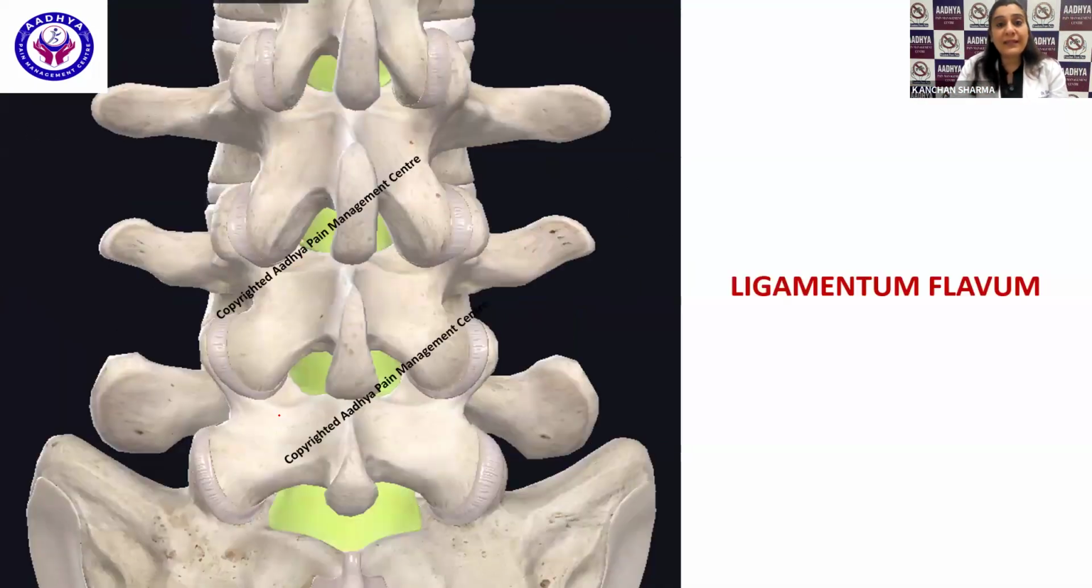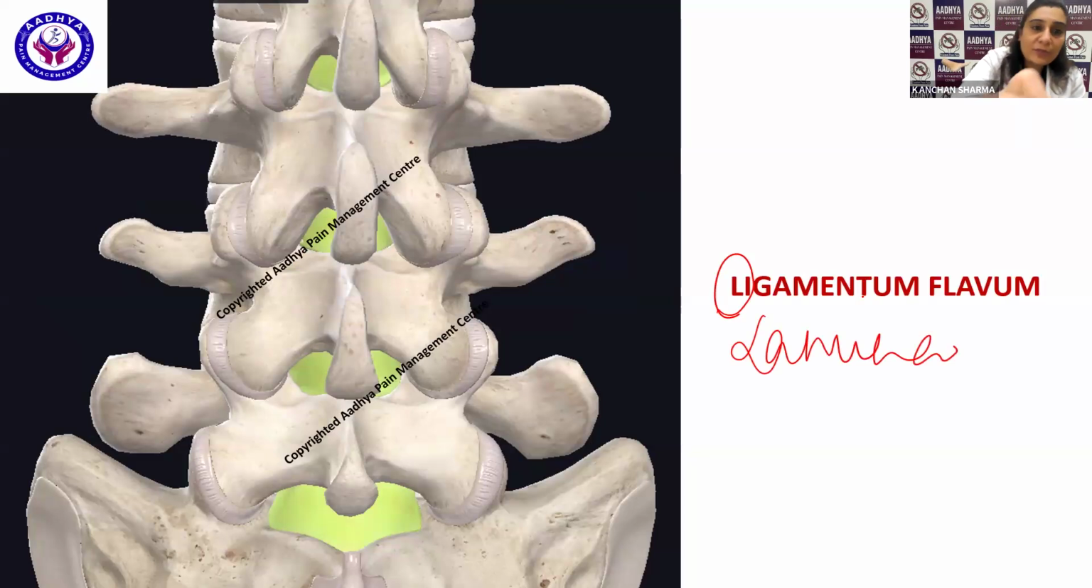Then we have the ligamentum flavum. So L for ligamentum flavum and L for lamina. So this is the one which is from one lamina to the other lamina. If you will see, it is on the anterior aspect of it.